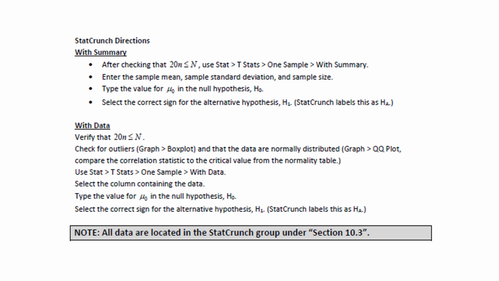It's the same thing. The difference with data, after we verify that 20 times the sample size is not bigger than the population size, is that we'll check for outliers with the box plot, and we'll make sure the data are normally distributed with a QQ plot. We'll compare the correlation statistic from that graph to the critical value from the normality table. Instead of With Summary, we'll use With Data in StatCrunch. You'll pick the column that contains the data, you'll type the value in the null hypothesis, and again, select the correct alternative hypothesis.